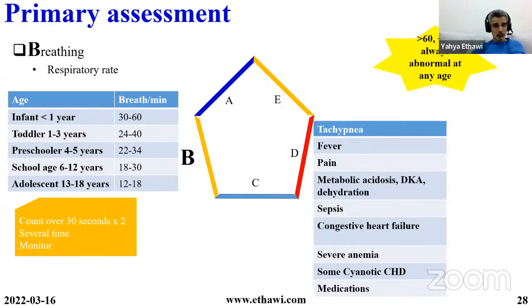Now, remember that when it's more than 60, it's called tachypnea, and it can be for simple reasons, such as fever, pain, or if you have metabolic acidosis, such as when you have dehydration or diabetes. Or it can be sepsis or heart failure, severe anemia. And please remember, when you write severe, put E, because without E, it's sever, cut. People are always missing E. Some cyanotic congenital heart disease can cause tachypnea, and medications can cause tachypnea.